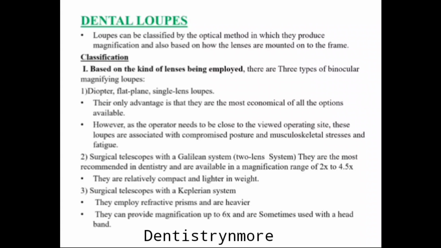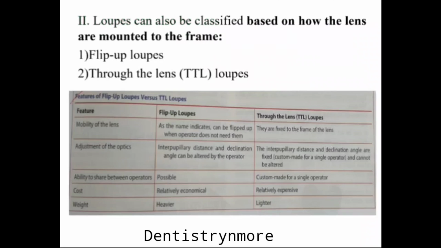In the classification, there are three types: diopter, flat plane single lens, and surgical telescope. So these are classified based on how the lenses are mounted to the frame. It is classified into two types, that is flip up and through the lens. The features of both include mobility of the lens, adjustment of the optics, ability to share between operators, cost and weight.